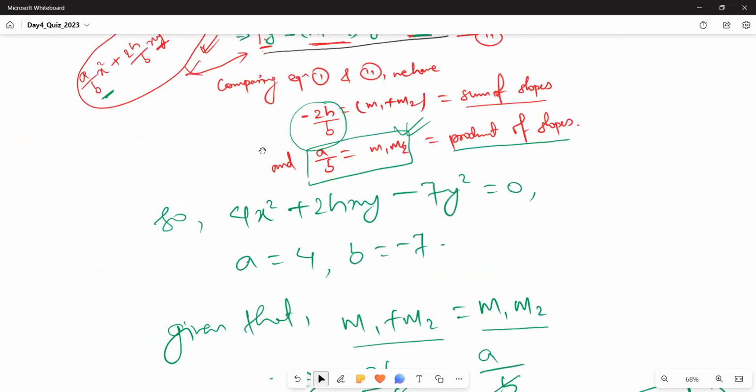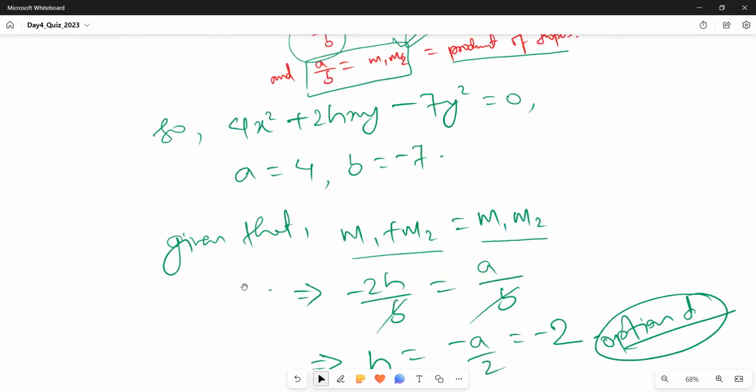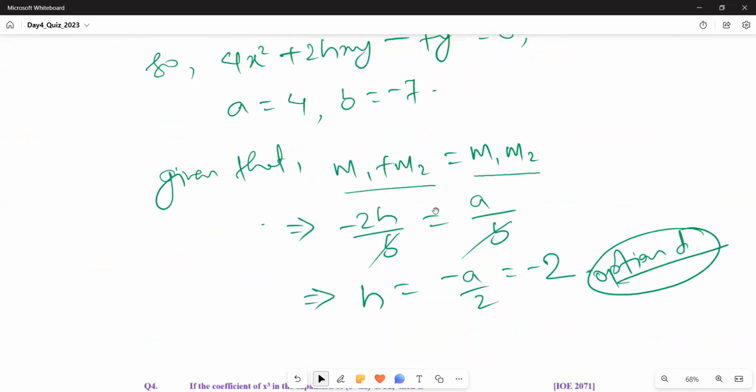So when you substitute the values of the sum of slopes and product of slopes, you get minus 2h by b equal to a by b, and b gets cancelled because b is not equal to 0. Since b is not equal to 0, we can multiply both sides by b, and then we get h is equal to minus a by 2.